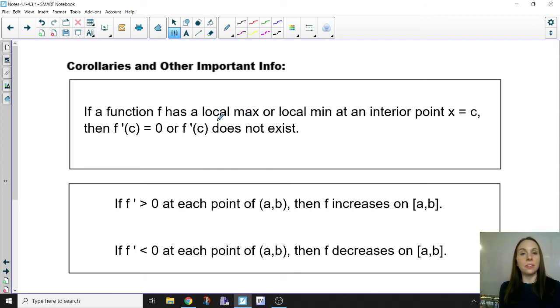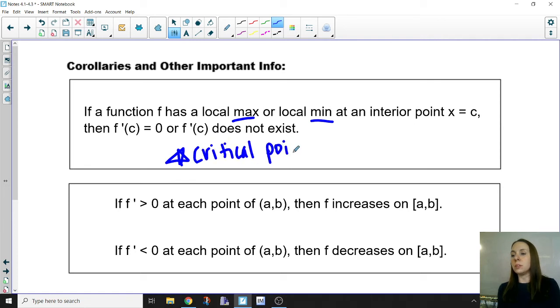Remember, this is the definition of a critical point. So again, an important thing to note here is that if you are looking for maxes and mins and you don't have endpoints, then where are you going to find them? You're going to find them at those critical points. This is information that we pretty much already know. If f prime is greater than 0, or in other words positive, then your function is increasing. If f prime is less than 0, then your function is decreasing.